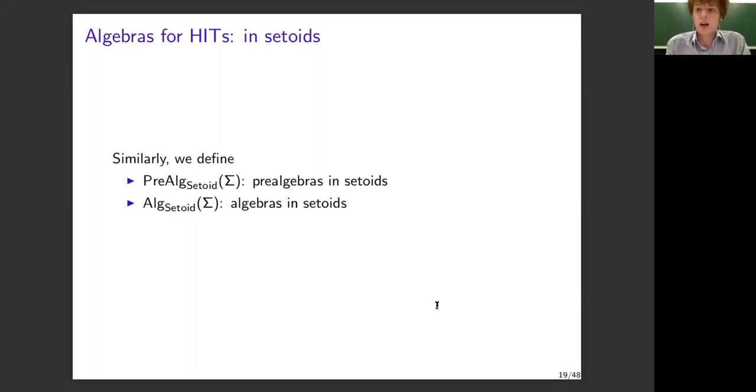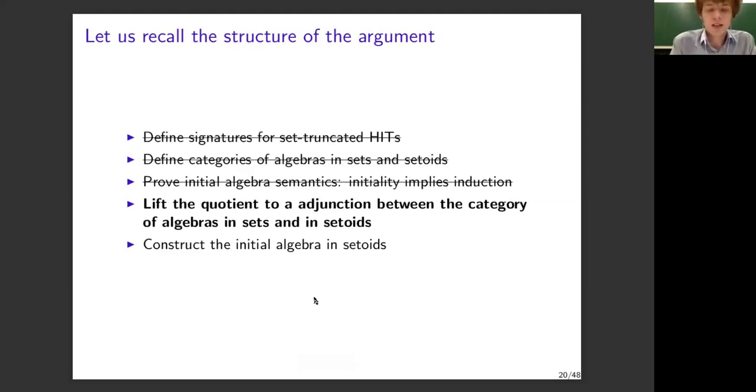I said that we need to define algebras in both sets and setoids. And for setoids, we have the same approach. We first define pre-algebras as the category of algebras on an endofunctor, which is just done by interpreting polynomials on setoids. And then we define algebras as a full subcategory of the pre-algebras. So this is the second step. So we have the category of algebras now. And as said before, initial algebra semantics is needed for the arguments, but we do not discuss it in more detail in this talk. So we'll just cross that off the list as well.